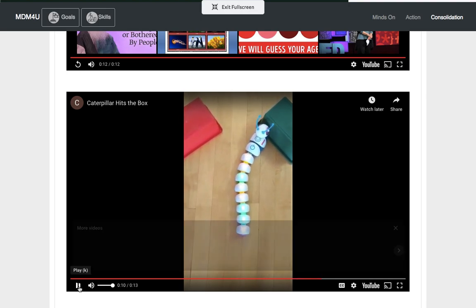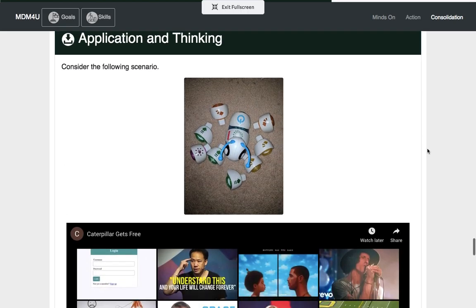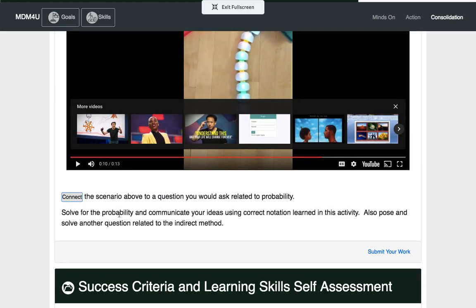So it went to the right, and because it was flashing right, that's why it went that direction. So you need to, down here, come up with a probability question, which I may have already alluded to, one that you could use, and communicate your ideas using correct notation learned in this activity, and pose another and solve another question related to the indirect method.